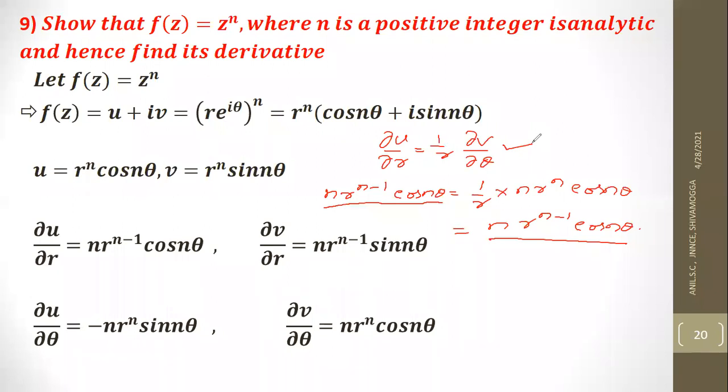First CR equation. Now we shall try to establish second CR equation.